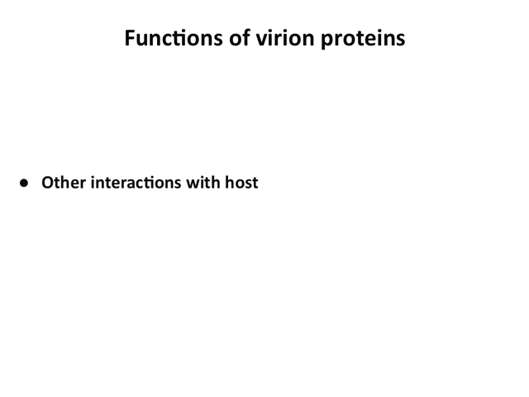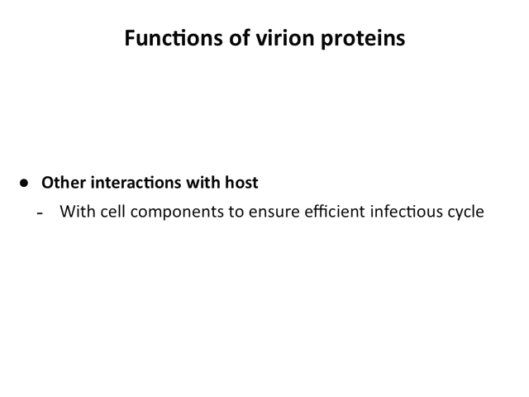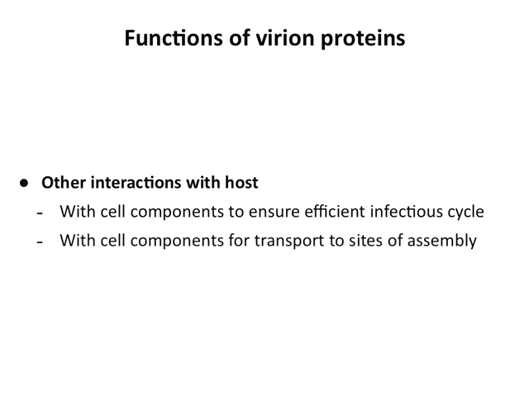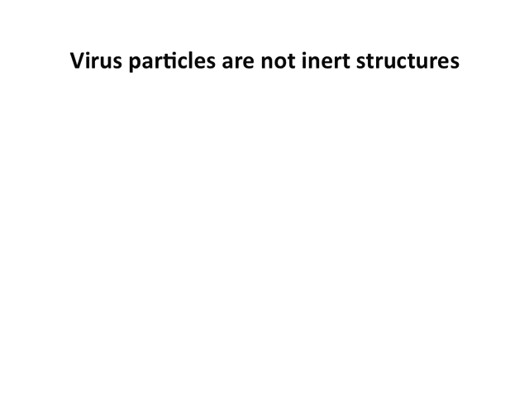Other kinds of interactions besides these with the host: throughout the infectious cycle, capsid proteins, structural proteins interact with other cell proteins so that replication proceeds efficiently. We'll talk about some examples of that. Transport to sites of assembly. Now we're talking about the other side of the infectious cycle. Everything has to assemble at the right place. And then once the viruses are released, in an animal, for example, it has to interact with the immune system.